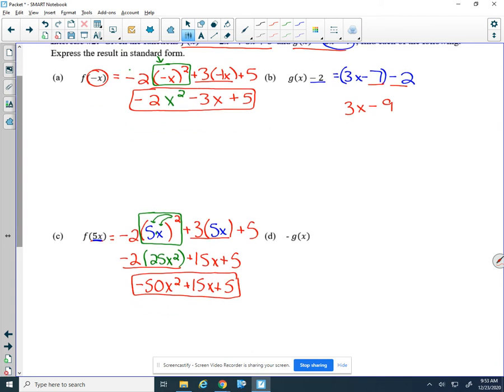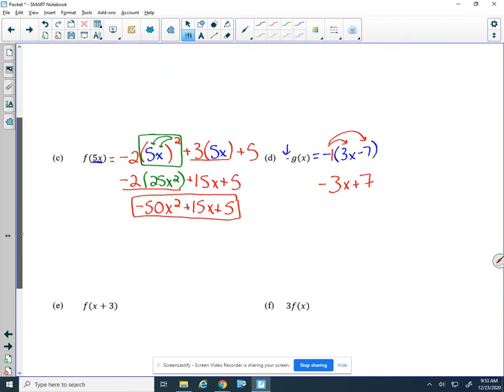The next one says negative g of x. So g of x is 3x minus 7. So all we're doing is we're tacking a negative sign in the front. Now, since it's a binomial, I'm going to have to distribute that negative sign, or a negative 1, to both of these terms. So I would end up with negative 3x plus 7.